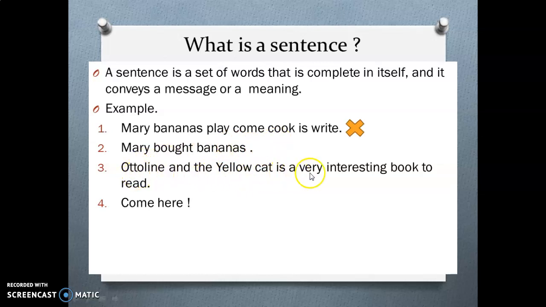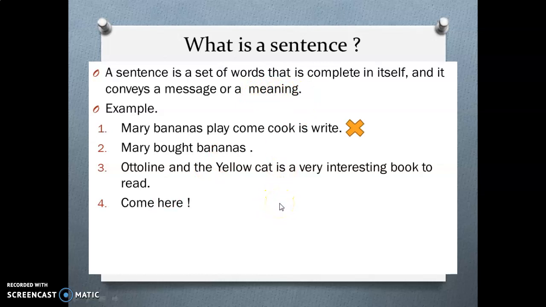Number 3. Autoline and the Yellow Cat is a very interesting book to read. Again, there is a meaning in this sentence. We know exactly what the sentence is talking about, and we understand. So it is a correct sentence. Number 4. Come here. Well, these are only 2 words. And yes, it is a sentence because you can tell what the sentence is telling you to do. It is telling you to come here, and that gives it the meaning.